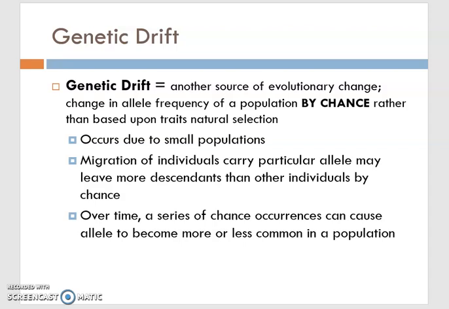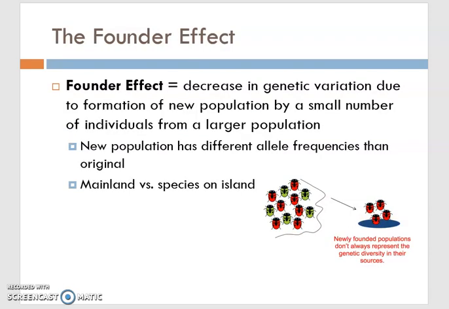It might occur due to the migration of individuals that take certain alleles with them. It might occur due to natural disasters, but over time, a series of chance occurrences can cause a certain allele to become more or less common inside of a population. One type of genetic drift is the founder effect.